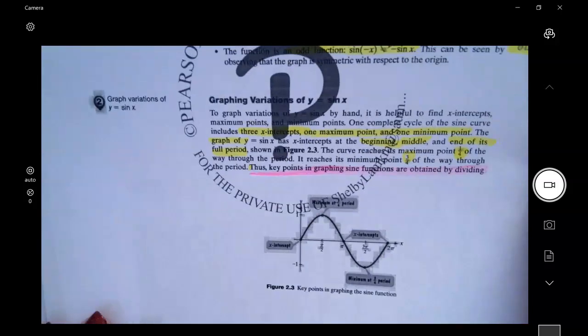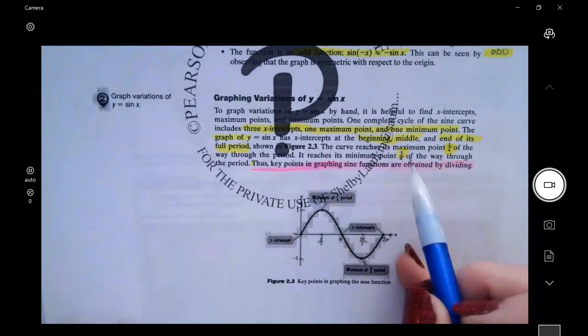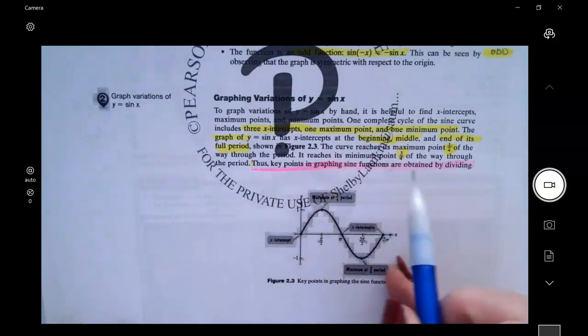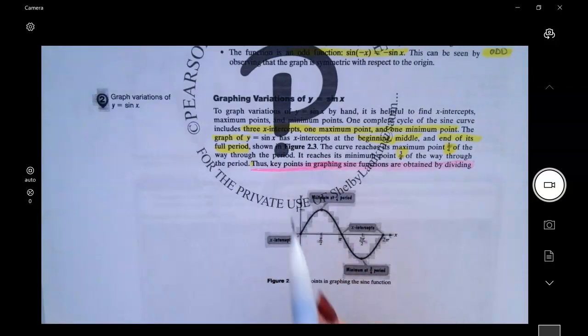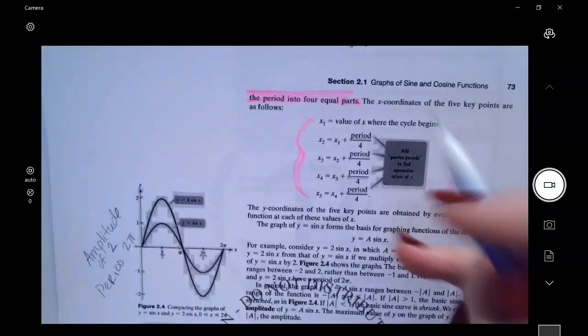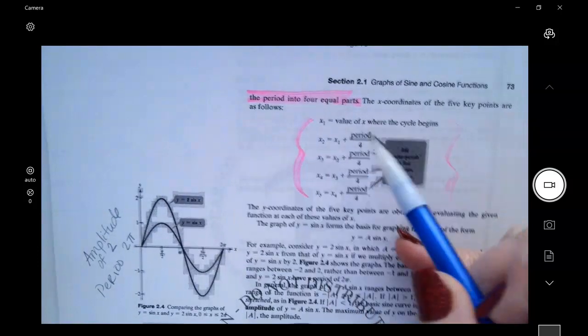You're going to be asked to graph several of these throughout this lesson. And they like for you to use 5 points, 5 key points. So here's how you find those points. The key points are found by dividing the period into 4 equal parts.